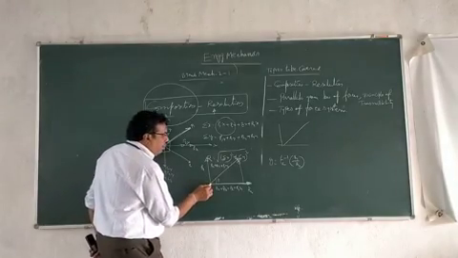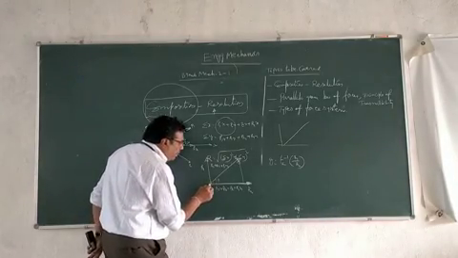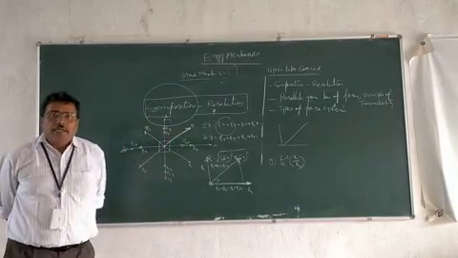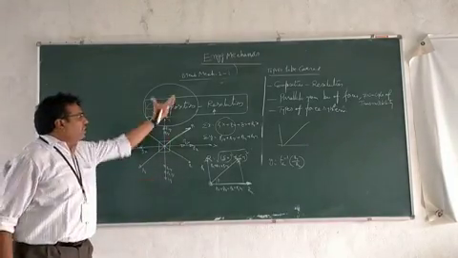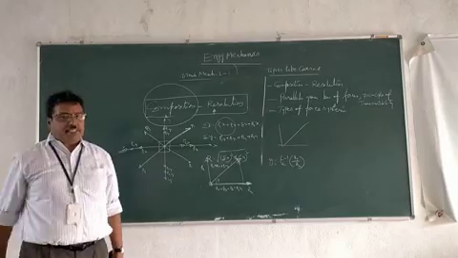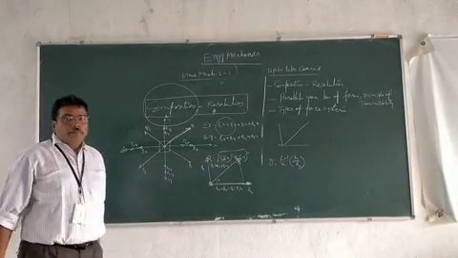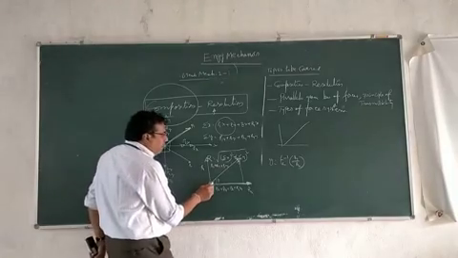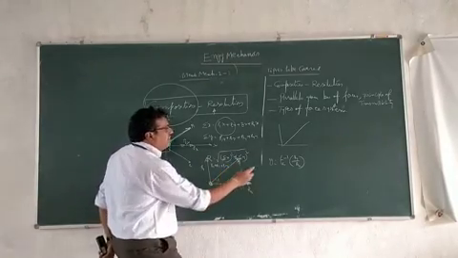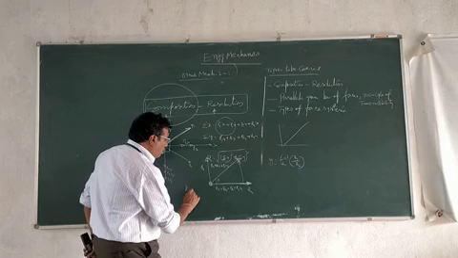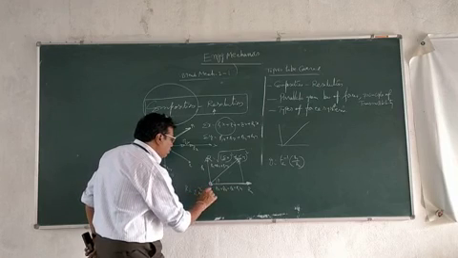Please consider this. It is the point of application. So every time you should check the four characteristics. This is the point of application. The magnitude of the resultant is R equal to the square root of sigma x square plus sigma y square.